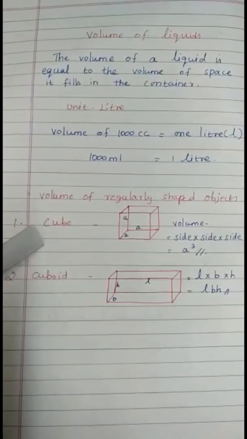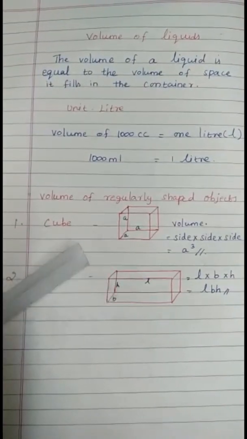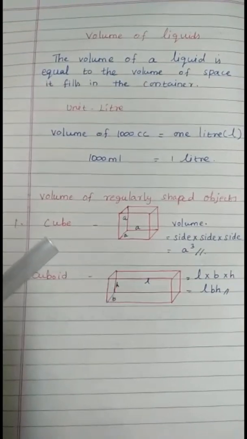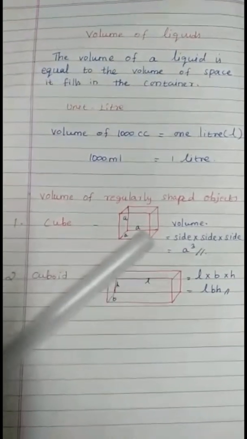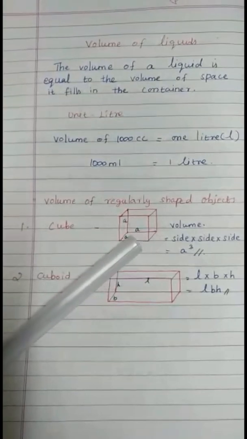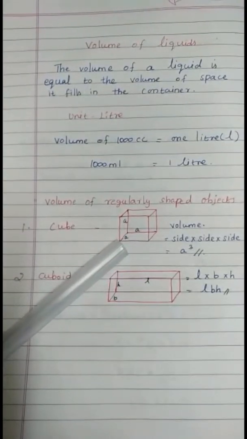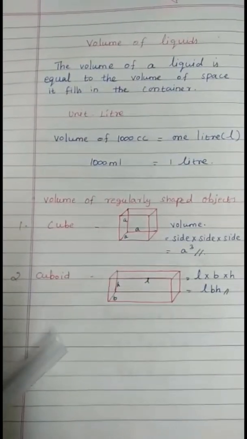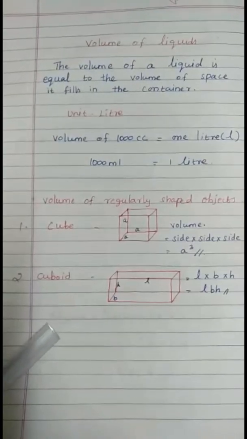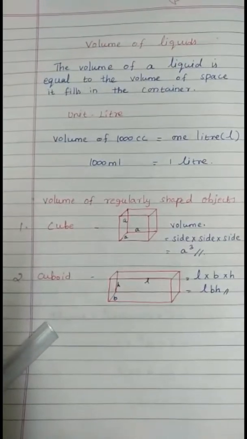Let's see some regular shaped objects with this formula. Cube. Volume is side into side into side. Cuboid. Length into breadth into height, that is l into b into h.